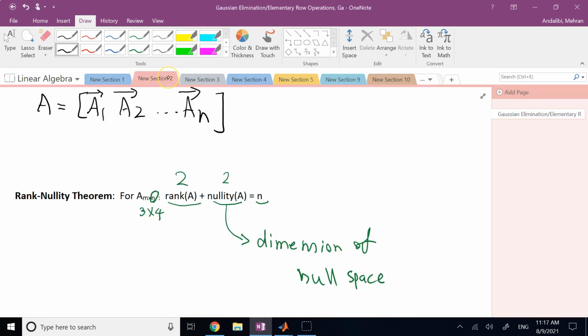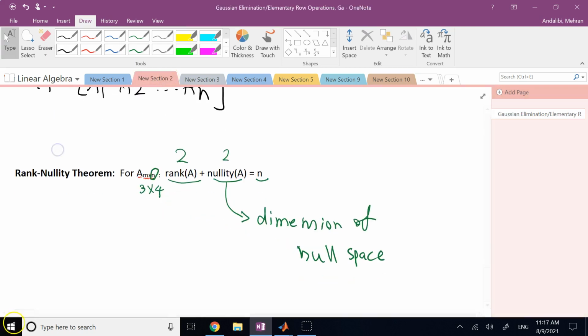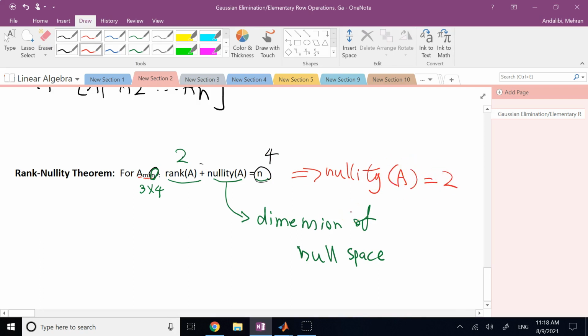And that you can also see in the Rank-Nullity Theorem. In our case, we had a 3 by 4 matrix. The rank, I showed you, was equal to 2. So the Rank-Nullity Theorem says the rank of A plus the nullity of A, or the dimension of the null space, is equal to n, and n is the number of columns, which in this case is 4. So if rank is 2 and the sum of rank and nullity is 4, clearly nullity of A has to be equal to 2. And it is, as I showed you.